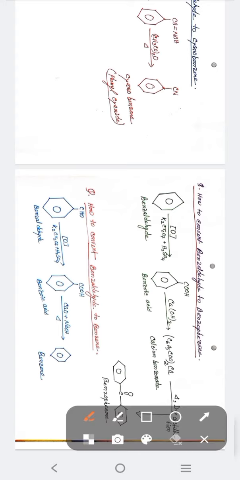Next conversion, how to convert benzaldehyde to benzene. At first, benzaldehyde reacts with potassium dichromate and sulfuric acid, that is oxidation, to form benzoic acid. Benzoic acid reacts with soda lime, that is calcium oxide and sodium hydroxide, in the presence of heat to form benzene.